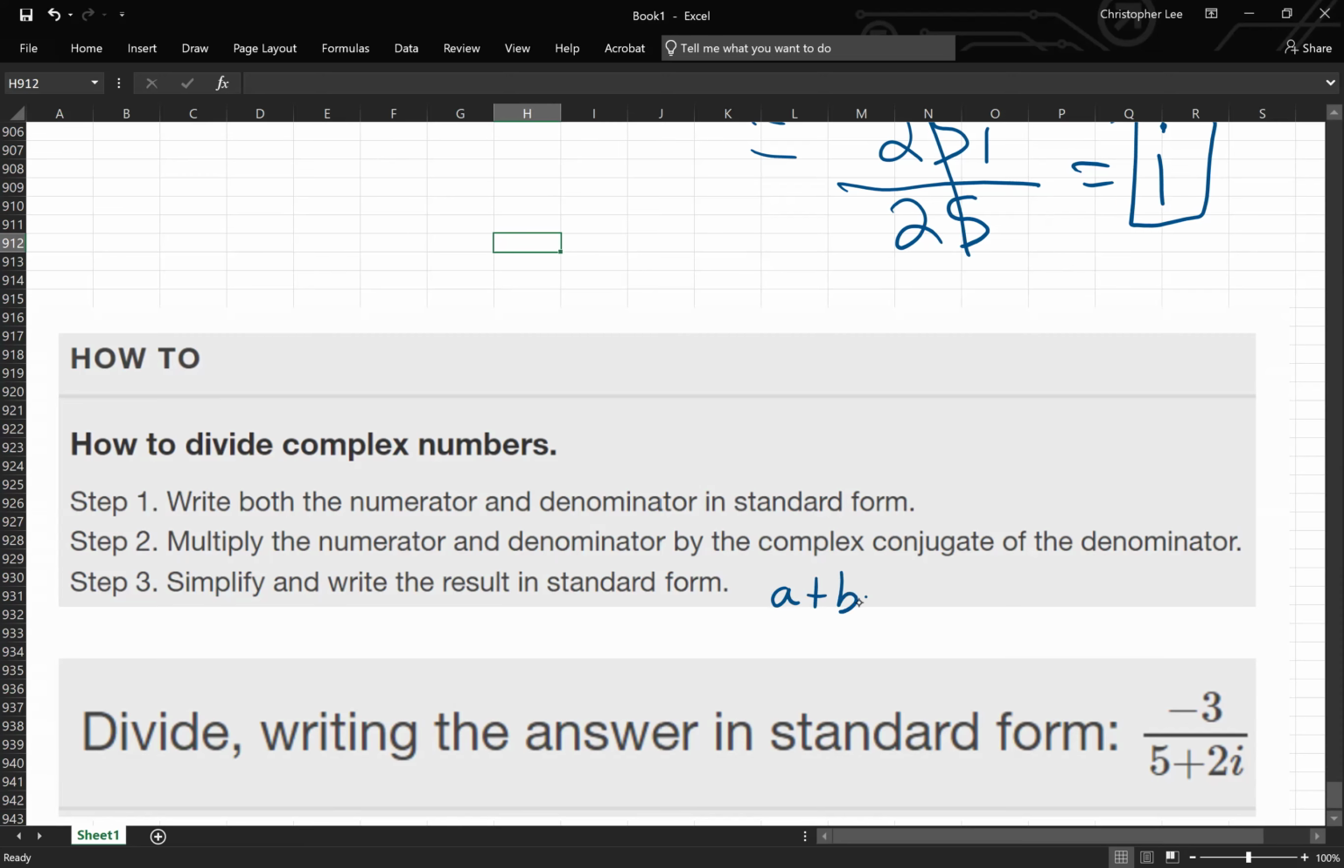a plus bi. Would you write the date on that? The other side here as well. Appreciate that.